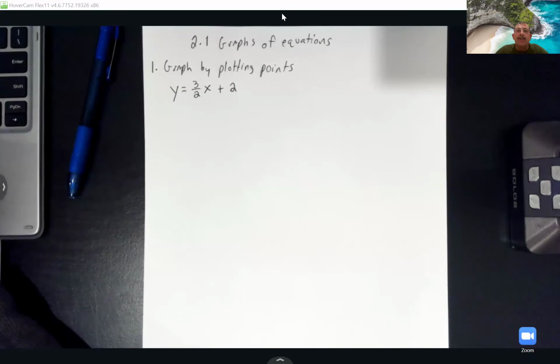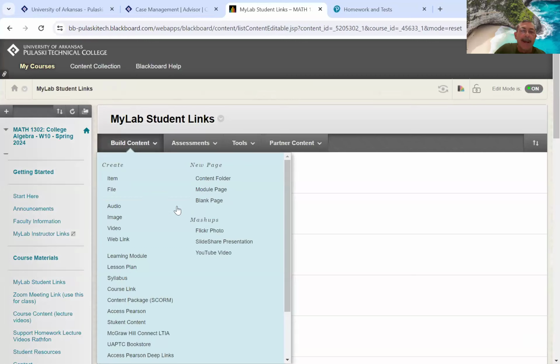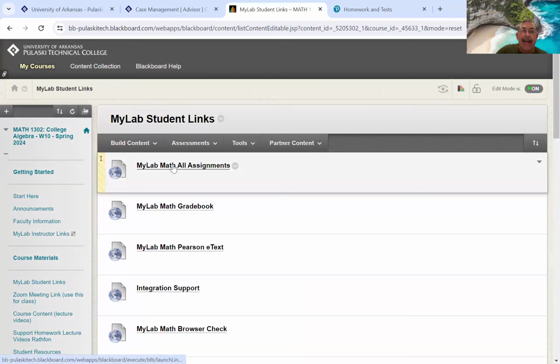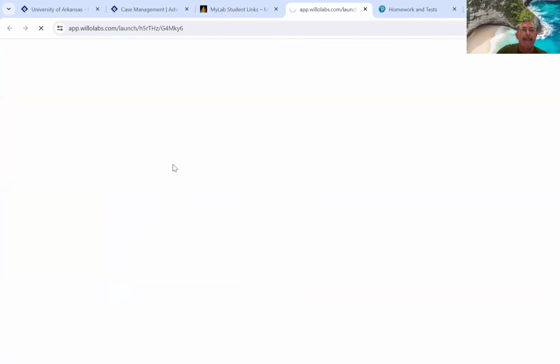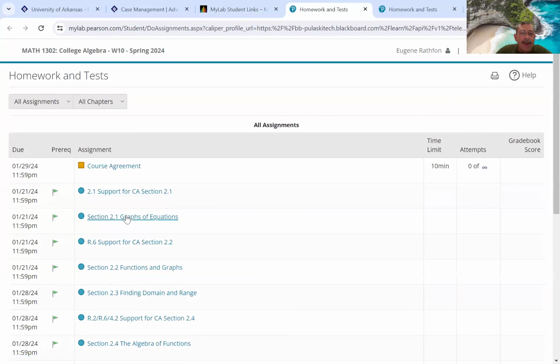Now let me show you something about the textbook that's easier to use. Let me share the screen back where Blackboard was. And I'm actually going to go to the student links. If you notice right here, you got the MathLab Pearson e-text, but that's probably not where I would go if I was needing help. I would go into the assignments. And let's say I'm doing section 2.1 for college algebra.